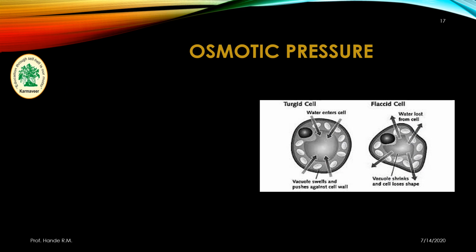Next point is osmotic pressure. The pressure exerted due to osmosis is known as osmotic pressure. The osmotic pressure of a solution is equivalent to the pressure of the solution, and it is the minimum pressure which needs to be applied to the solution to prevent the inward flow of its pure solvent across the semi-permeable membrane.